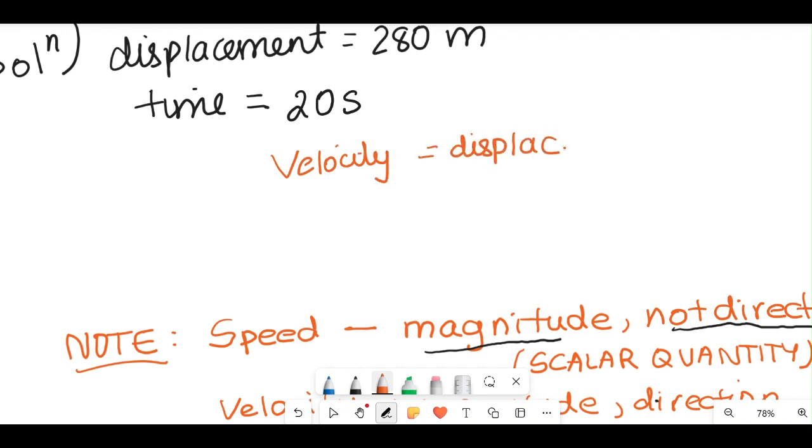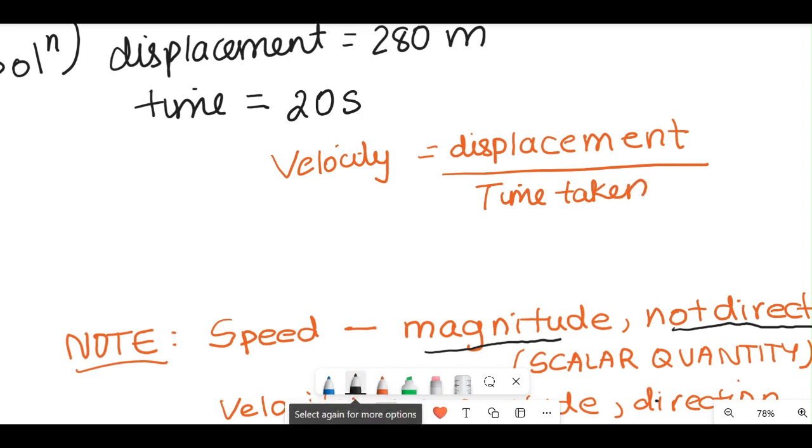Now, students, what is the meaning of displacement? Displacement is basically the shortest distance or the shortest path traveled to reach the location or the destination. I hope this was clear. So velocity is equal to the displacement upon the time taken. Let's enclose this as well in the bracket.